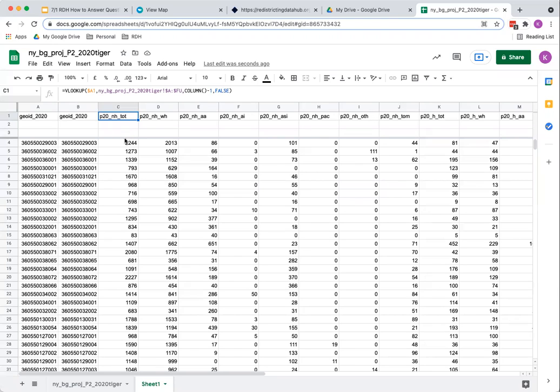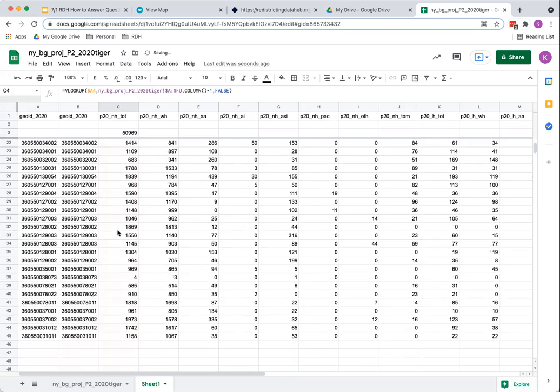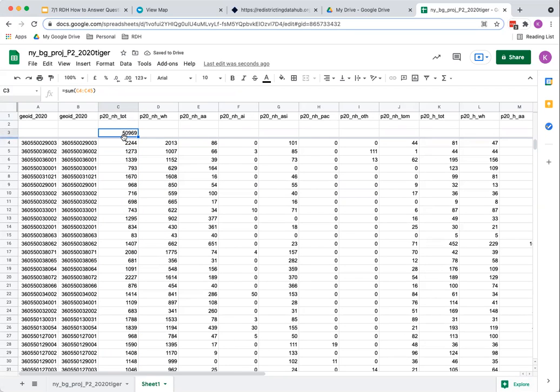So if we wanted to know what is the total population in my community of interest, I could simply do sum, and I want to sum C4 all the way through C, I believe it is 45. Let's double check. Yes, 45. Okay. So the total population in my community of interest is almost 51,000 people. I can simply drag this formula across to get population totals for all the other columns, right? So this sums D4 through D45, E4 through E45, so on and so forth, okay?